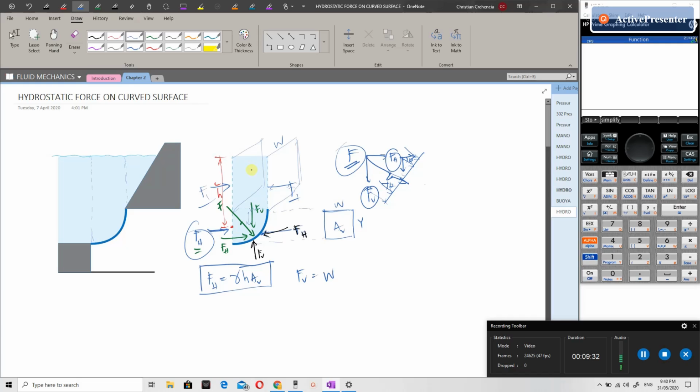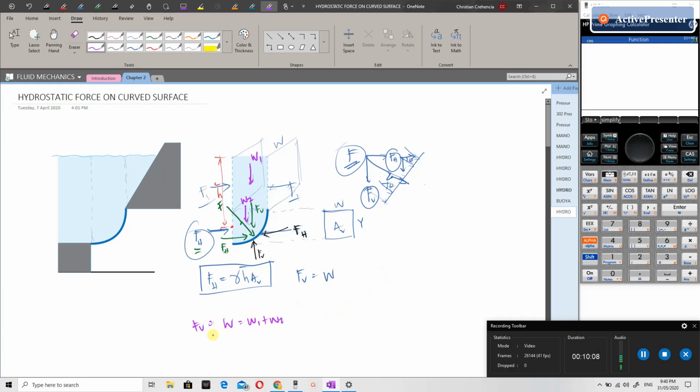So, we can divide this into components, no? Simpler shapes like a rectangle. So, let's consider this weight 1. Then, we have a quarter of a circle here. Then, that is weight 2. Okay? And then, the total of the two is weight 1 plus weight 2. So, this is equal to FV.